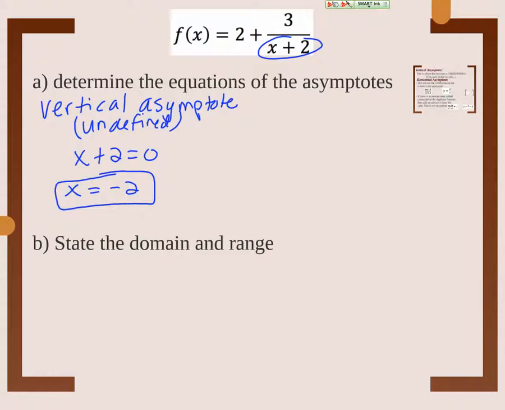So like I said, I know we've been doing that because we've been working with domain and the sign diagrams and all that. Any questions there? So then for our horizontal asymptote, you might notice that this is one of those kind of shortcut problems where I don't have an x, so I can go ahead and say it's 2.